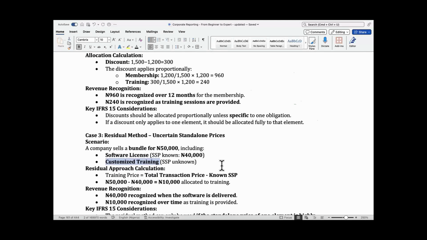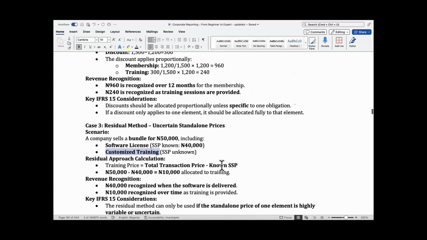Likewise for the software too, right? The software is given once. They give the client the license immediately. So the 40,000, we have delivered the service, so it is recognized immediately. But the training session, which is over 1 year, or over time, or customization, is different.